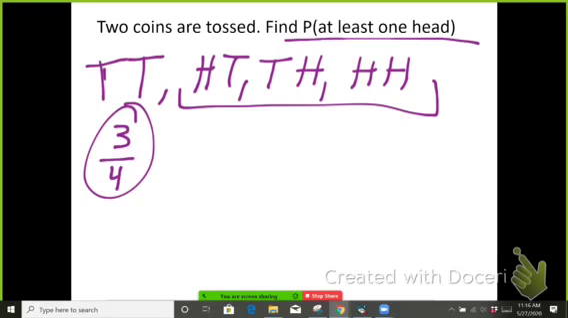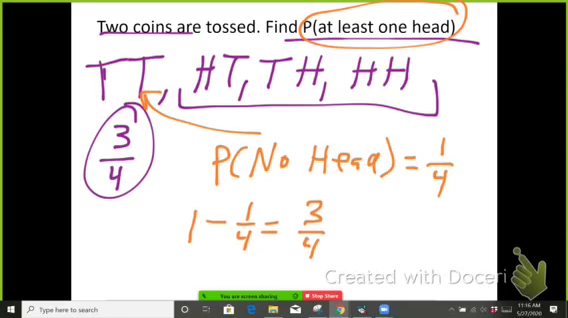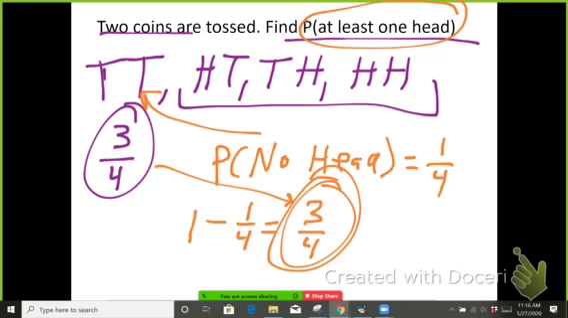And in this case, where it's only 2 coins, you can do it this way, and it's not that hard. Now the other way to do it would be to find the opposite of at least one head. So the probability of no heads, which would be tails, tails, and there's 1/4 chance of that. So if you take 100% and subtract 1/4, you also get 3/4. Again, in this problem, it's not that hard to do it either way. But when you get into bigger numbers, bigger sample sizes, you might want to think of using this. So it's just another way to approach these problems.